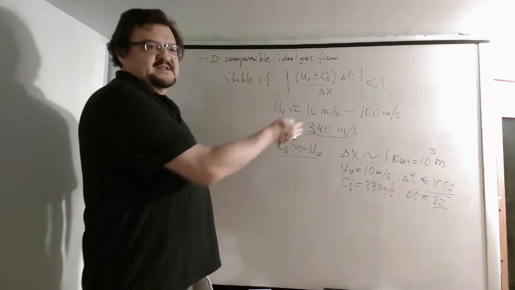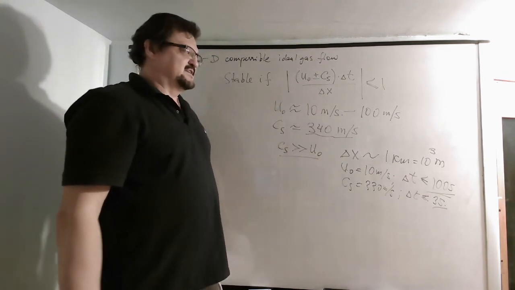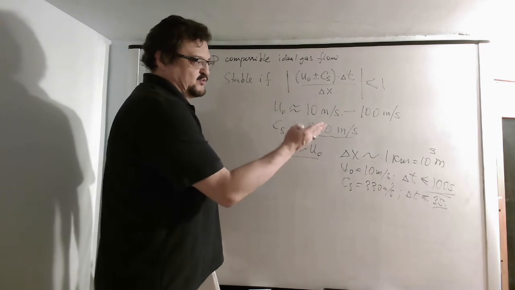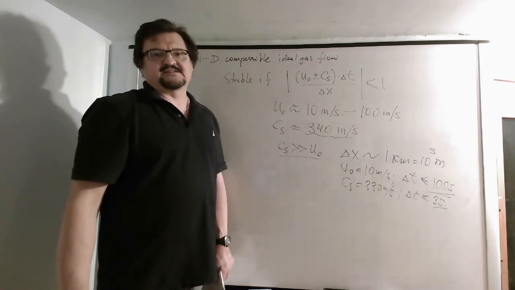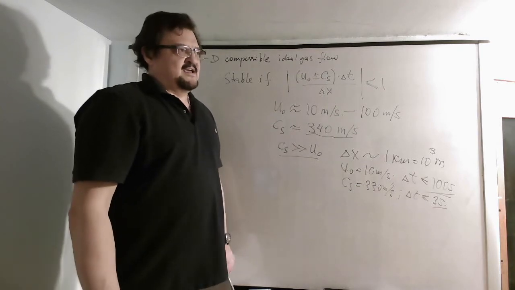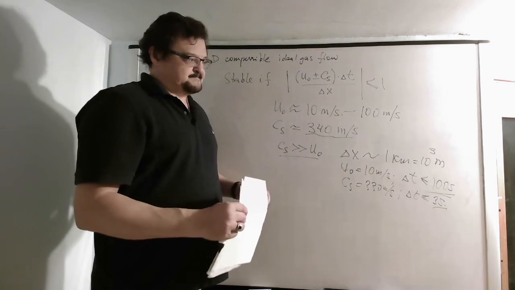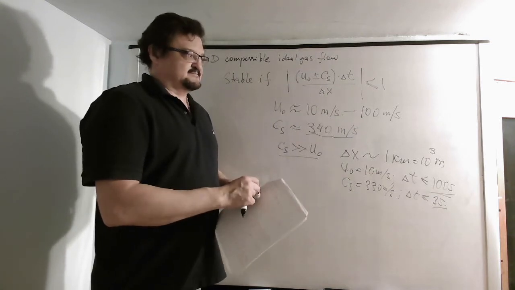So if you use a compressible model, regardless of your velocity field, your time step should be smaller than 3 seconds, regardless of what you're simulating. And that, of course, is a big deal. And how to avoid that?